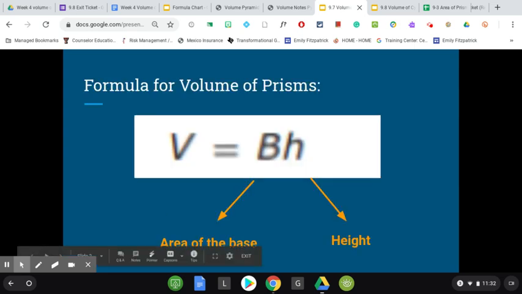The first slide has the formula for the volume of prisms. It's a little bit shorter than the formula for surface area of prisms. The formula is V equals BH. V just stands for volume. B is the area of the base, and H is the height. So the letters stand for the same things as they did in the surface area formulas.